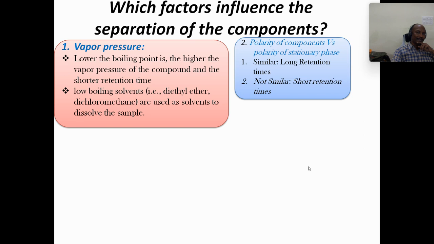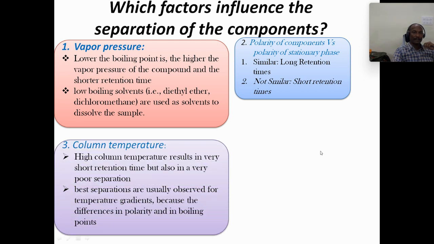What are examples of low boiling solvents? These include diethyl ether and dichloromethane. All these are used as solvents to dissolve the sample. Next, polarity of the compounds versus polarity of the stationary phase. Here especially two different cases are there, one is similar and the next is non-similar. If similar, they have long retention times, and if not similar, they have short retention times.